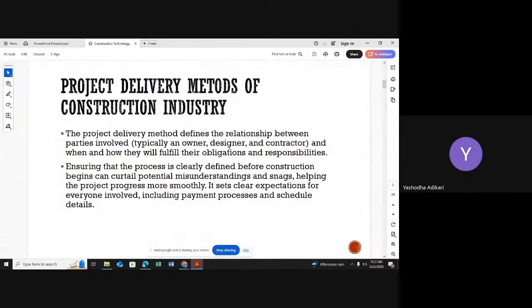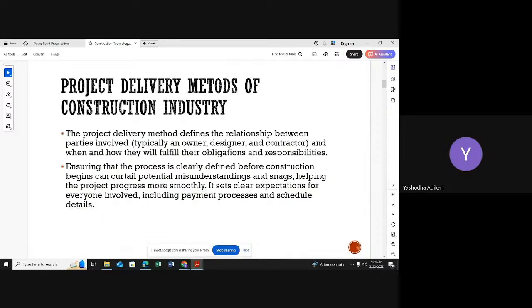Project delivery methods of the construction industry. The project delivery method defines the relationship between parties involved, typically an owner, designer, and contractor, and when and how they will fulfill their obligations and responsibilities. Ensuring that the process is clearly defined before construction begins can curtail potential misunderstandings, helping the project progress more smoothly. Actually, this is the project delivery methods.